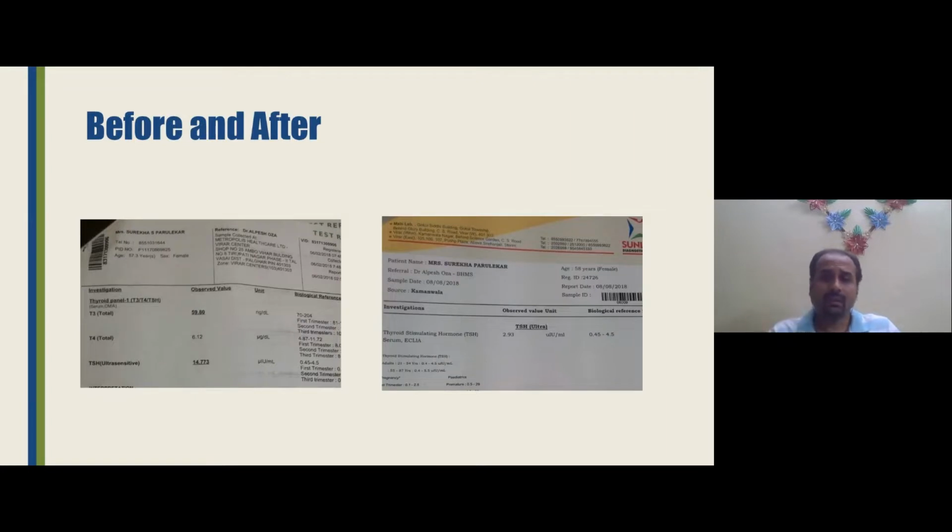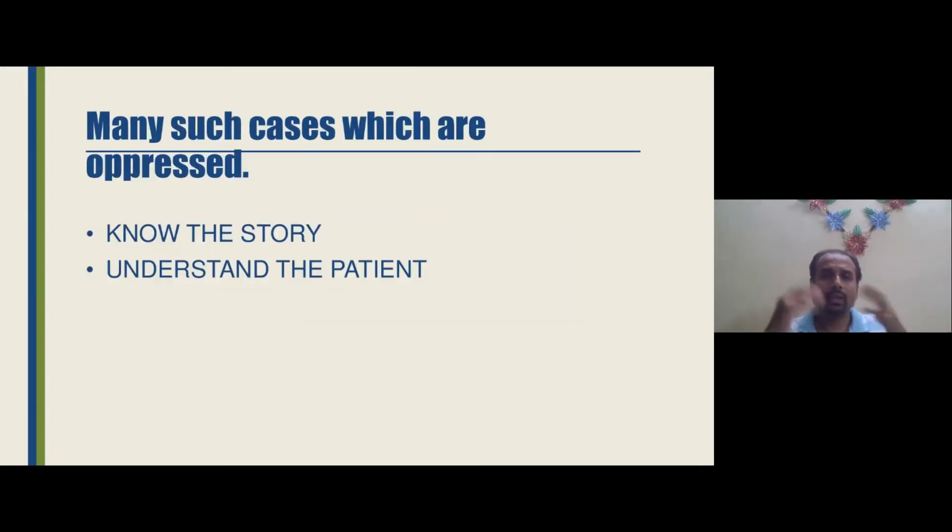So in this way, in homeopathy, we need to individualize. Many of such cases will be oppressed, will be suppressed, but you need to know the story. You need to understand the patient and reach the right remedy, which will help even better to the patient also.